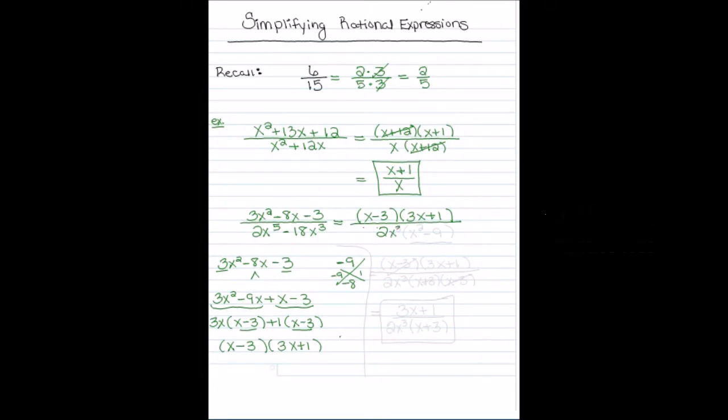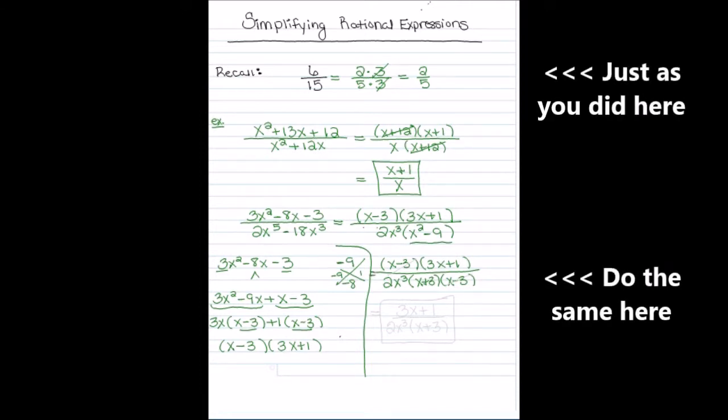Now, in my denominator, I can take out a GCF, and that's going to be 2x to the 3rd, and I'm left with x squared minus 9. I can continue to factor inside the parentheses, and that's going to be the difference of two squares. So I'm going to rewrite what I have in the numerator, the x minus 3 and 3x plus 1. And in the denominator, I have the 2x to the 3rd, and then I factor x plus 3 and x minus 3. So what factors look the same?